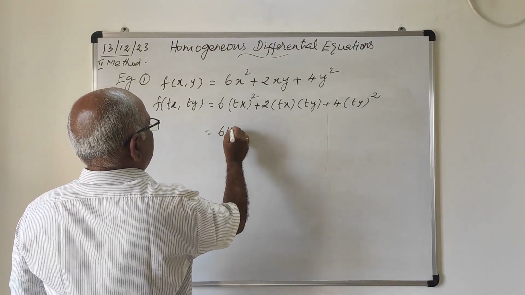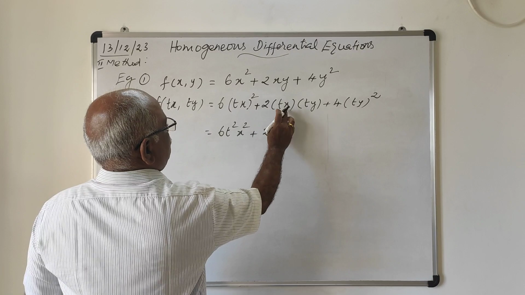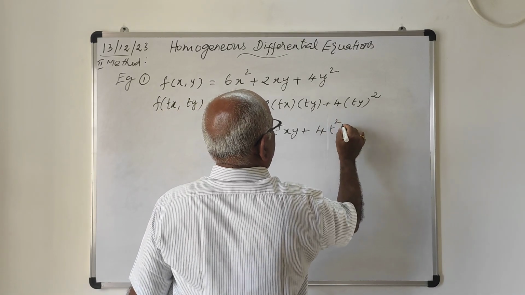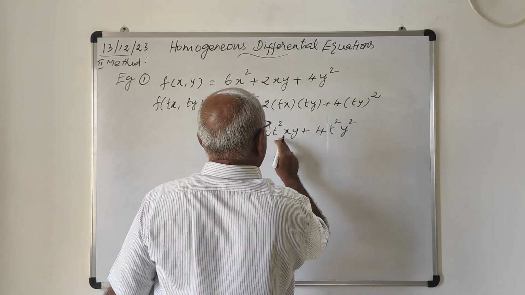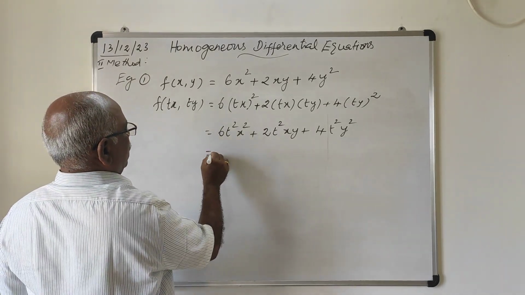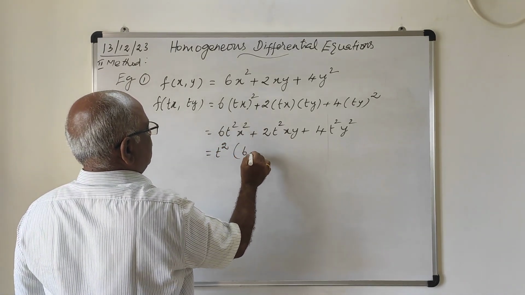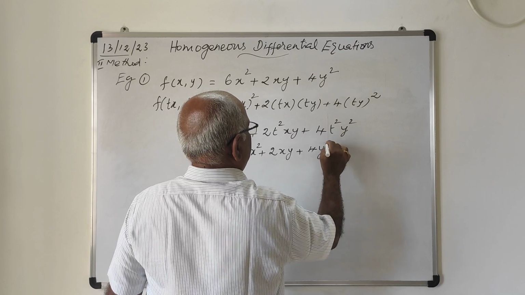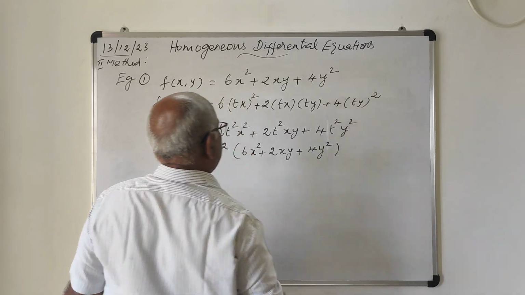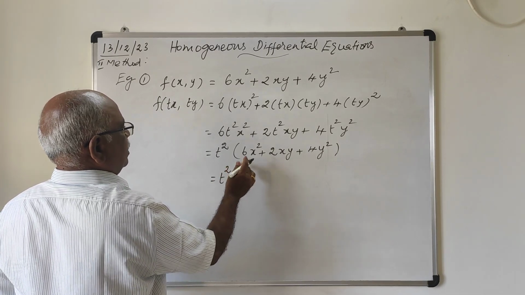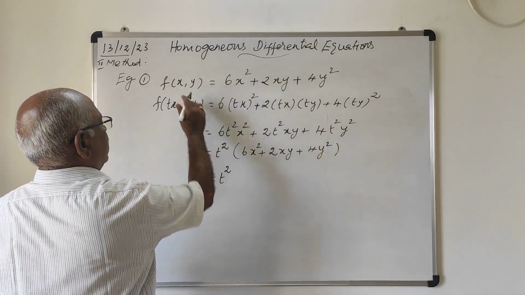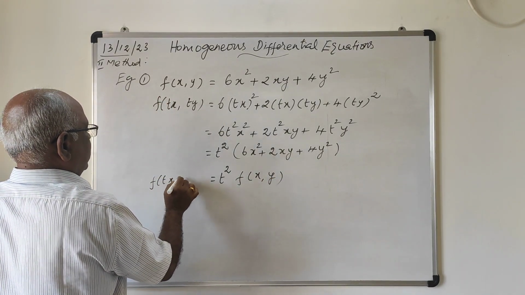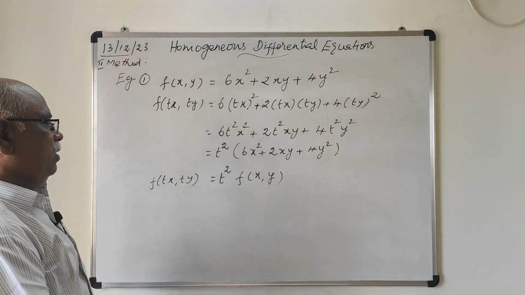This is 6 t square x square plus 2t into t square xy plus 4 t square y square. You can find a t square in all the three terms. You can take that t square as a common term: t square into 6x square plus 2xy plus 4y square. This is nothing but f of x comma y. So f of tx comma ty equal to t square into f of x comma y, we have seen.